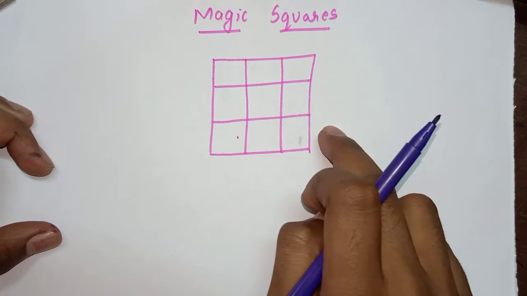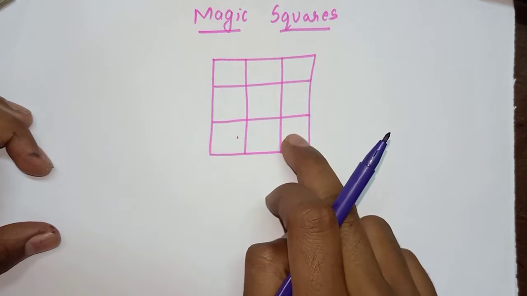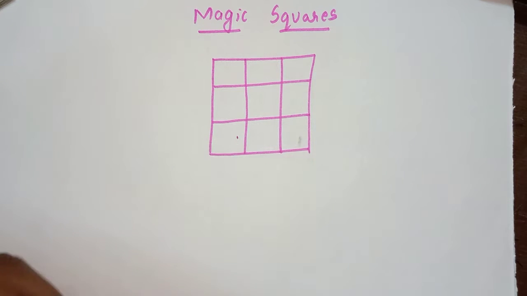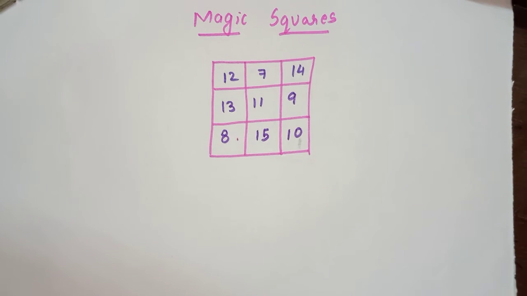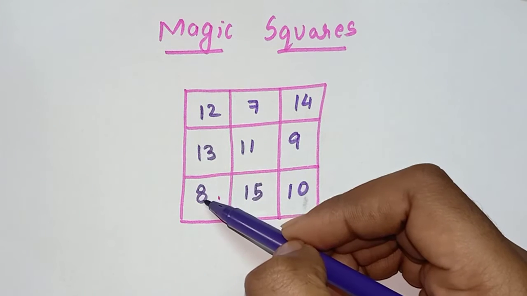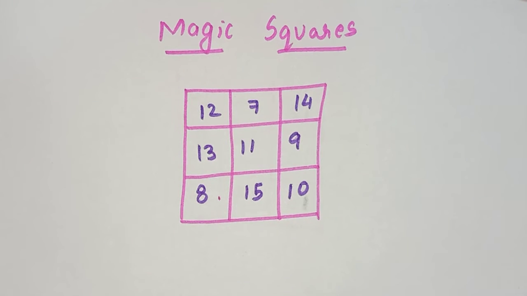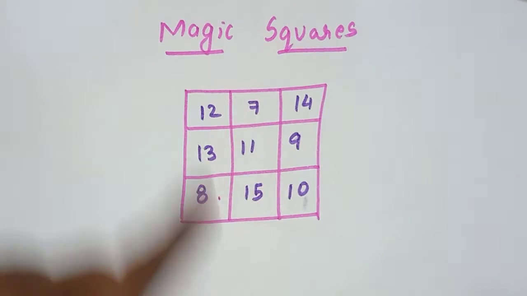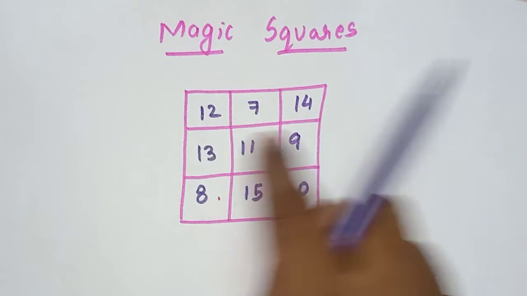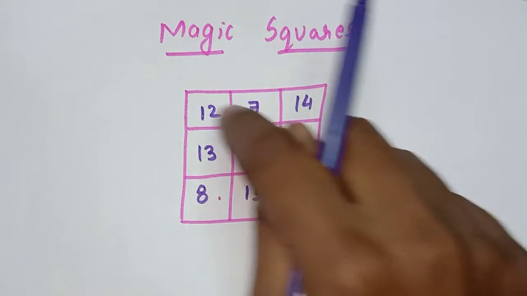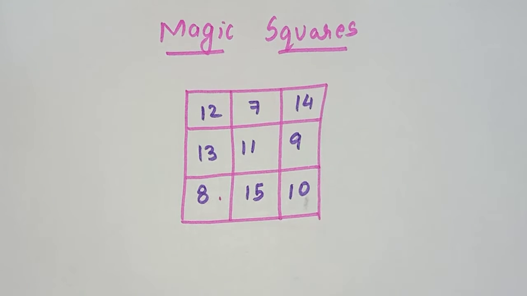The total of all three rows, all the three columns and the two diagonals should always be the same. So here I have filled in the numbers. You can see when I add them, this total is 33, this total is also 33. The total of the 3 rows is 33, the total of these 3 columns and the 2 diagonals, all of the total is 33.